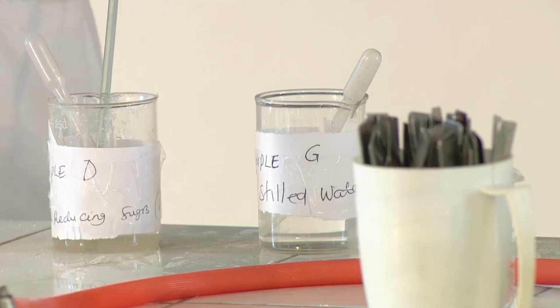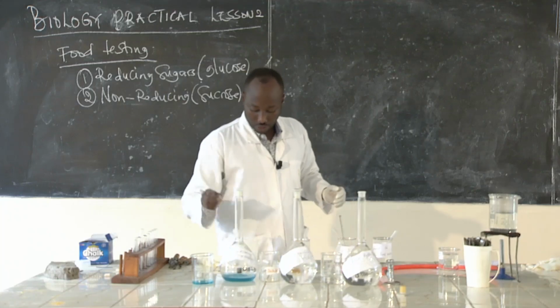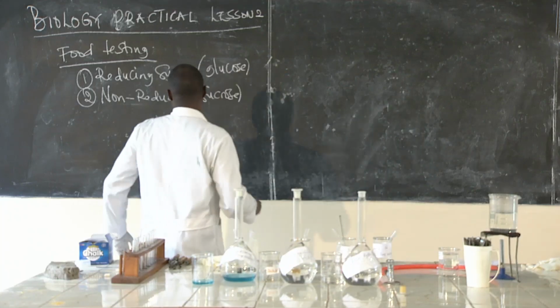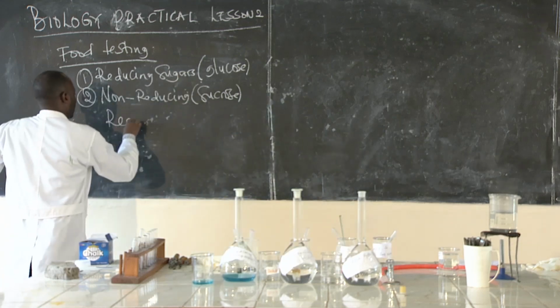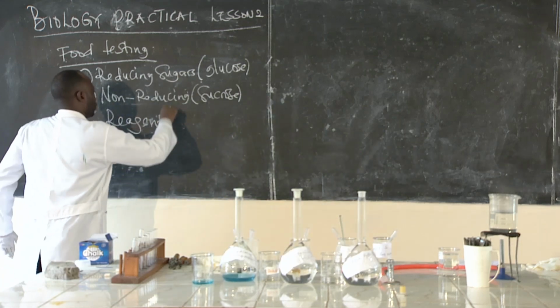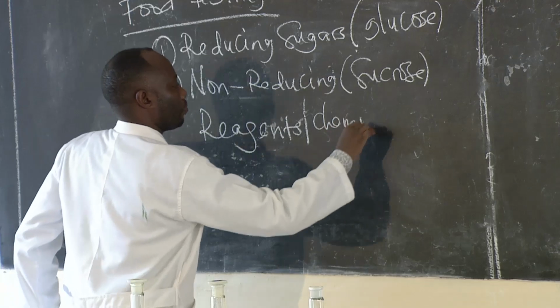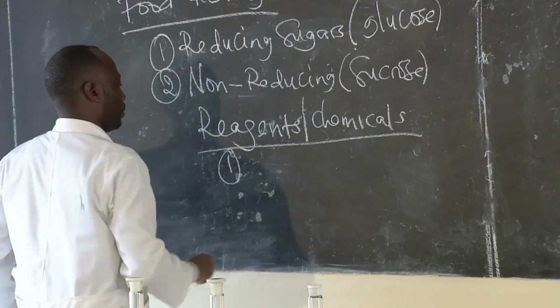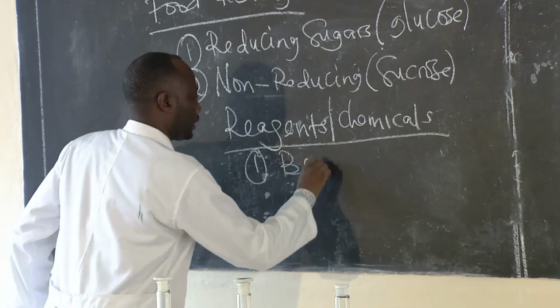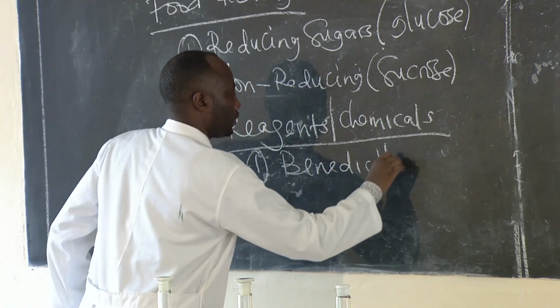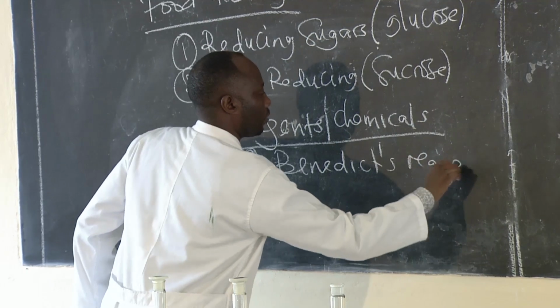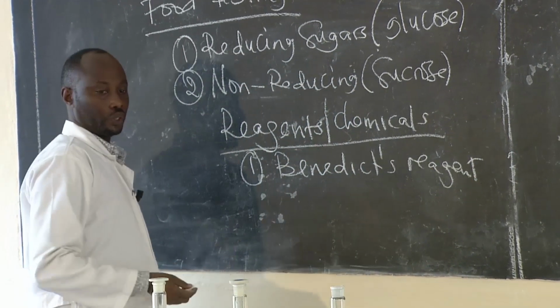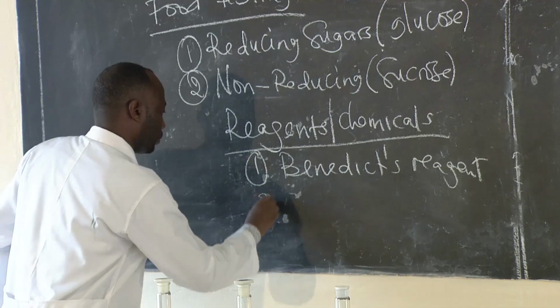I'll be using chemical reagents. Let me just write the reagents that we are going to use. Reagents, or we can call them the chemicals that are going to be used. I'm going to use number 1, which is the Benedict's reagent, or you can call it a solution. I'm going to use number 2.